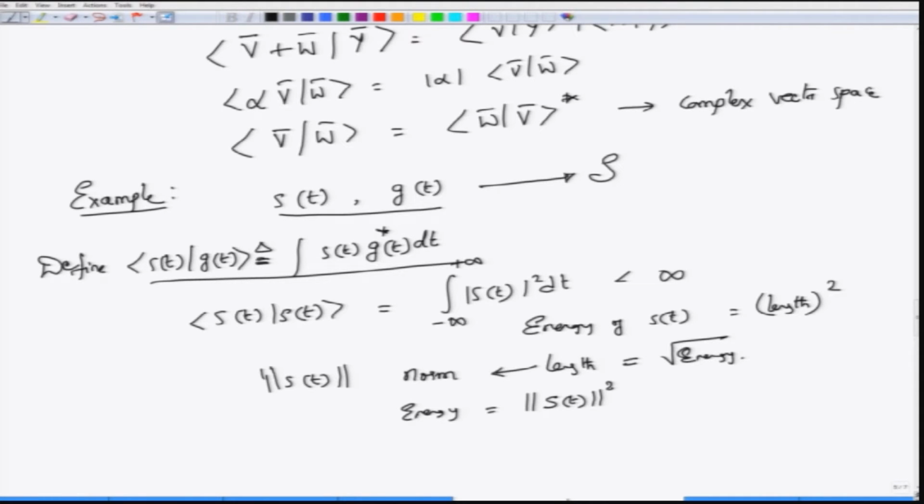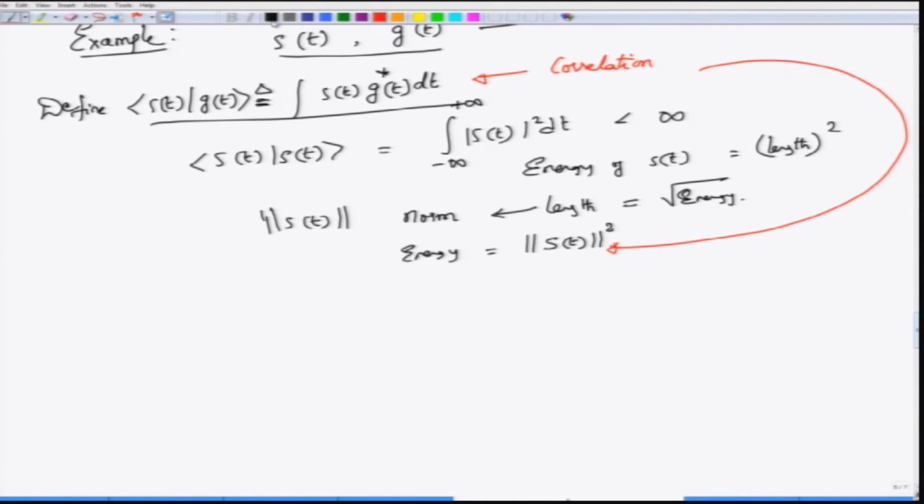In fact, in signal theory this particular integral has a name, it is called correlation. This is the correlation of S of t with G of t. If they are perfectly correlated, like if they are the same, then you get the energy of the signal. If they are completely uncorrelated, the inner product will be equal to 0. When they are uncorrelated, we call them orthogonal signals. We sometimes denote this by writing perpendicular, and say S of t and G of t are orthogonal if their inner product vanishes.